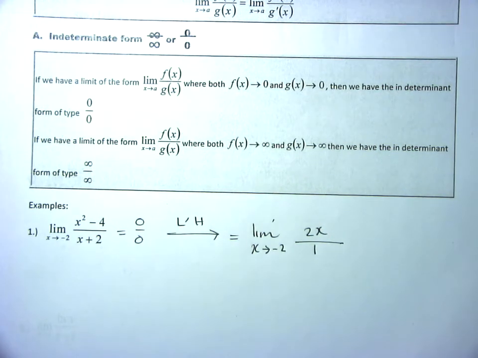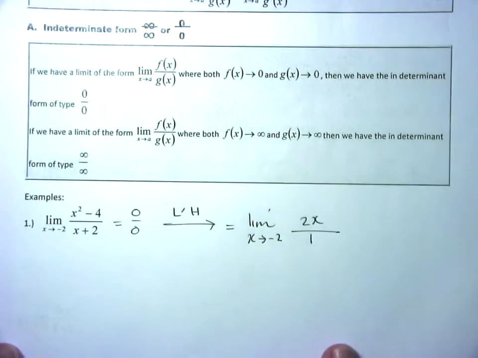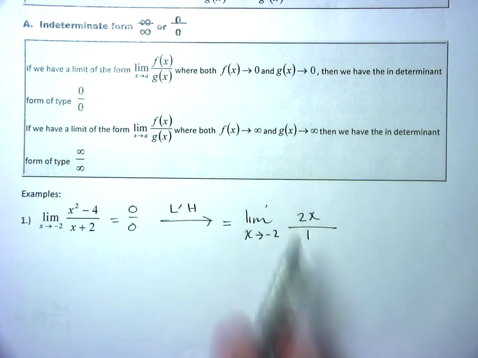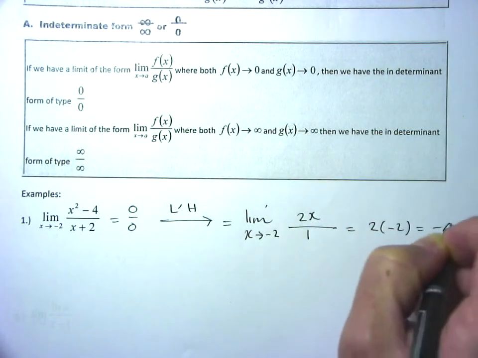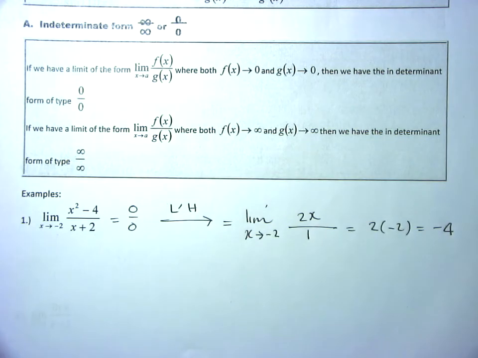And now we can take the limit again. So again, plug in negative 2. If we plug negative 2 in there, this will be equal to 2 times negative 2, which is equal to negative 4. So different method, but again, here you see that I get the same limit.